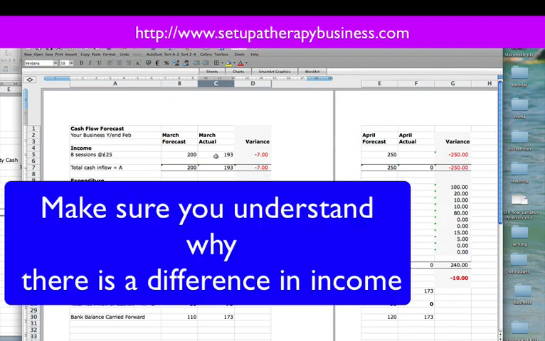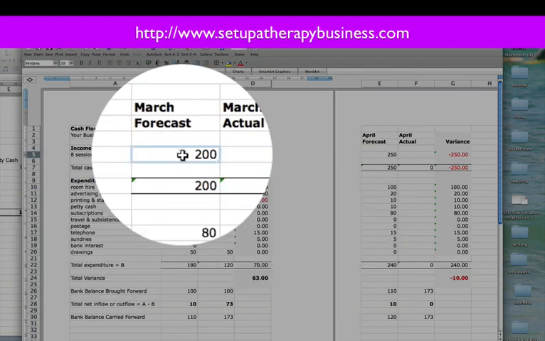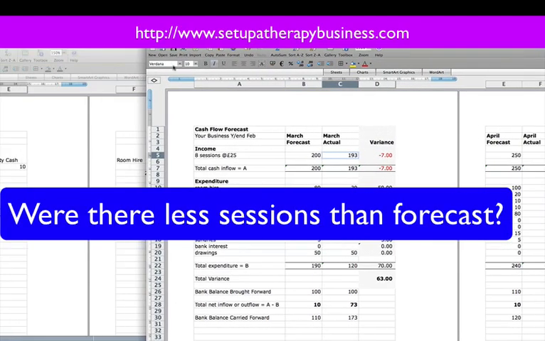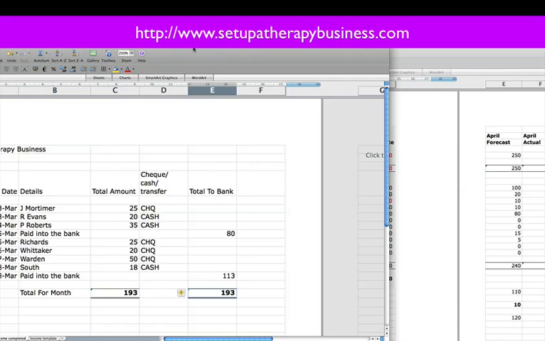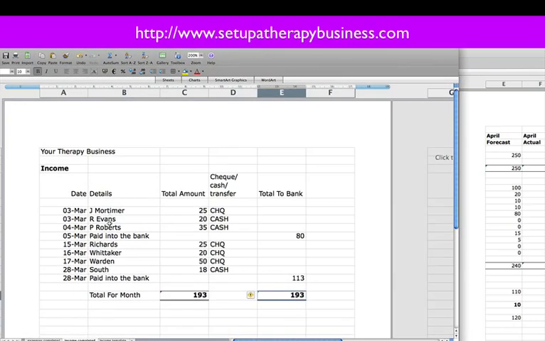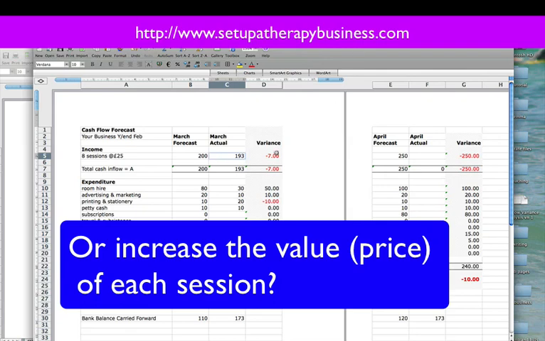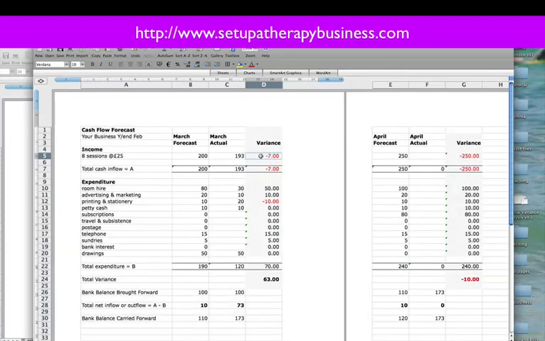So the income that we've actually got is 193. The income that we expected was 200. So we've actually got a shortfall. So we need to think about why that is. Did we have sufficient sessions? So if we go back to here, income completed, we expected to have 8 sessions. In fact, we had 1, 2, 3, 4, 5, 6, 7 sessions. But actually in some of them we've actually managed to charge at a higher rate. So we've got a variance here, which means it's less than we expected. So the formula is, as you can see from here, plus C5 minus B5.